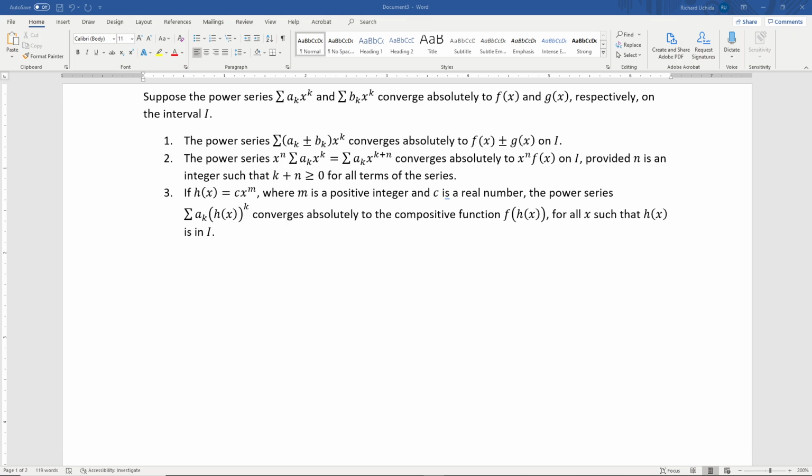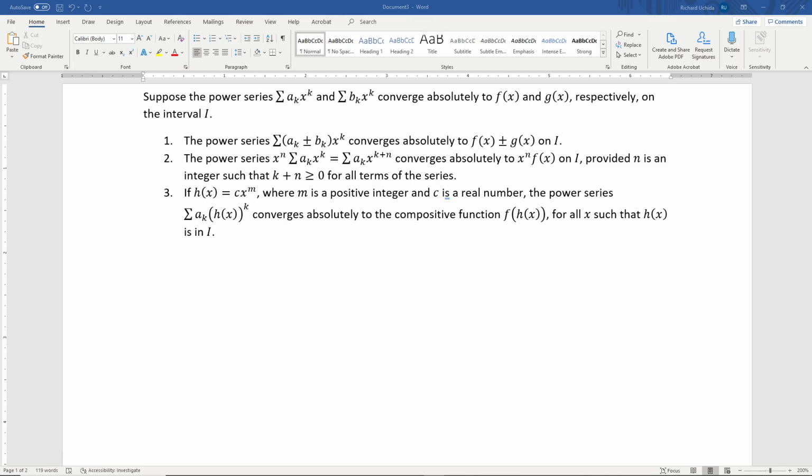So that's saying that if we add term by term the two power series together, then that sum or difference, if we're subtracting them, converges absolutely to the sum or difference of the functions f of x and g of x.